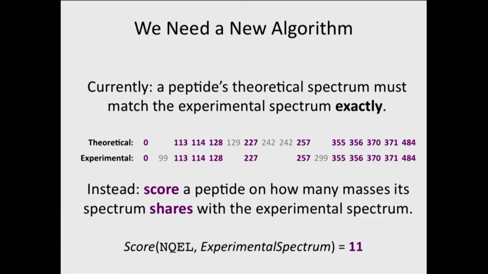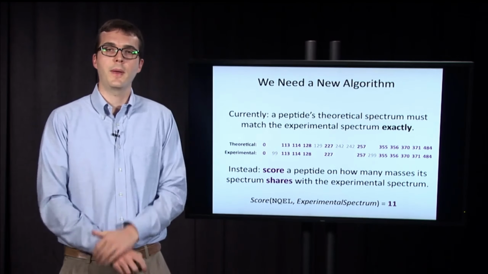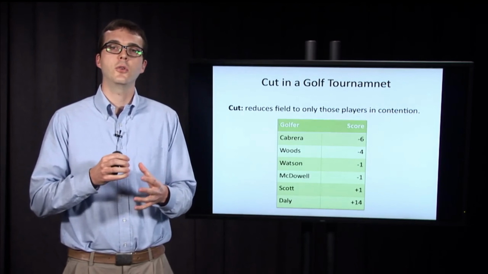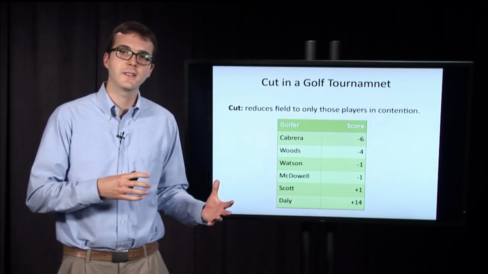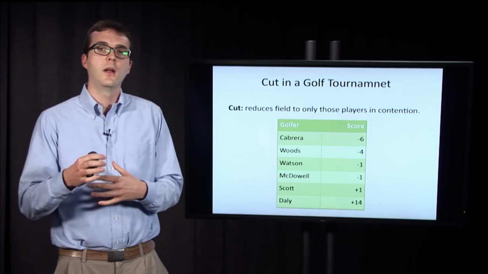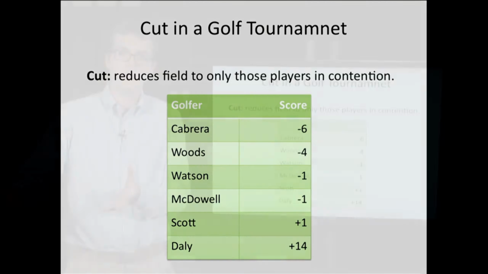We need to use this scoring function to say certain peptides are better than others, and to use this to modify the branch and bound algorithm that we have in order to make it a little bit better. The idea that I want to use here is similar to something called a cut in a golf tournament. Now, I'm a huge golf fan, so maybe I'm just partial to this idea, but I thought it fit pretty well. What the cut does is it reduces the field to only the players that are deemed to be in contention for the tournament. If there are players that are not doing too well after a couple of rounds, then they say, okay, we're just going to let them go home, and we want to have the tournament only for the players who have a chance at actually winning the tournament.